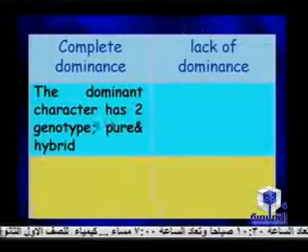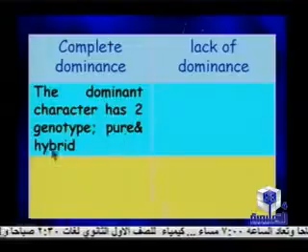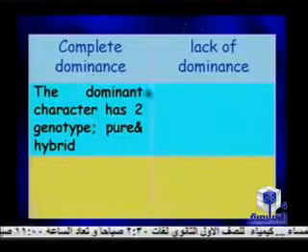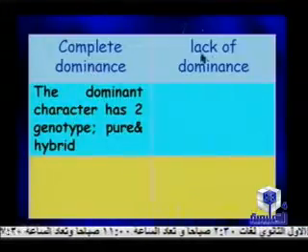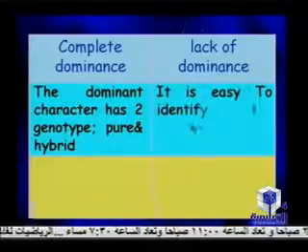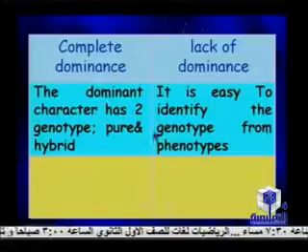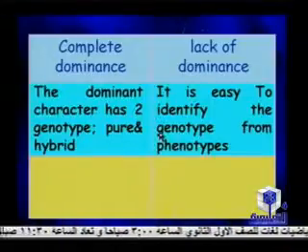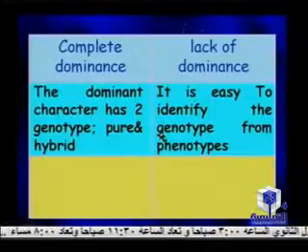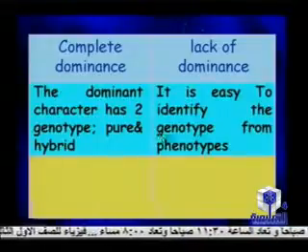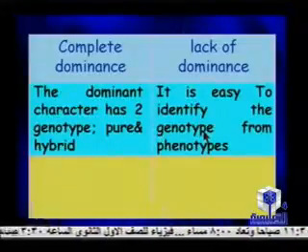The dominant character has 2 genotypes, pure or hybrid. This is complete dominance. In lack of dominance, it is easy to identify the genotype from the phenotype because it appears as it is. So it is the hybrid one, it is the intermediate character.